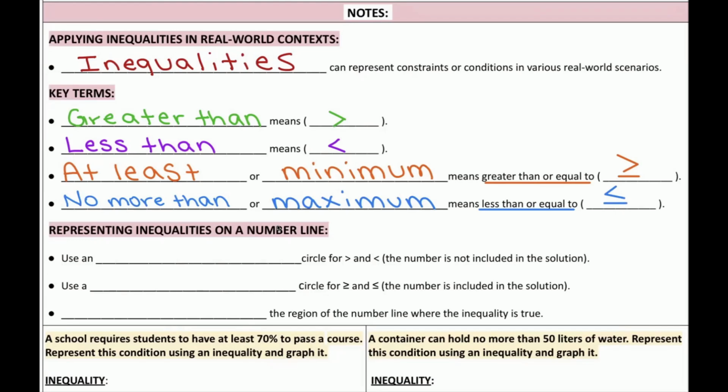So when we represent inequalities on a number line, we can use an open circle for greater than and less than, which means the number is not included in the solution. Or we can use a closed circle or a shaded in circle for greater than or equal to and less than or equal to, which means the number is included in the solution. So after you choose either an open or closed circle, depending on the symbol, then you're going to shade in the direction that makes the inequalities true. So let's practice with a few examples.